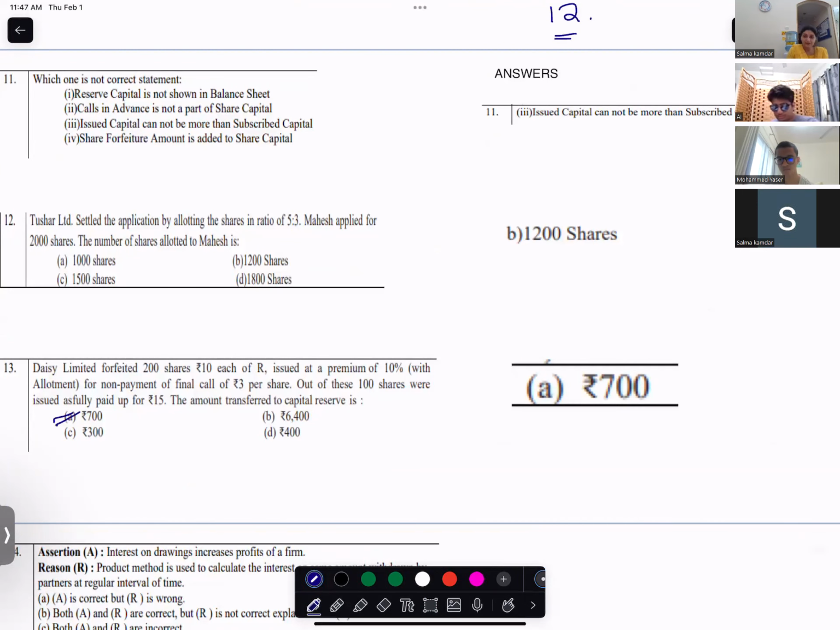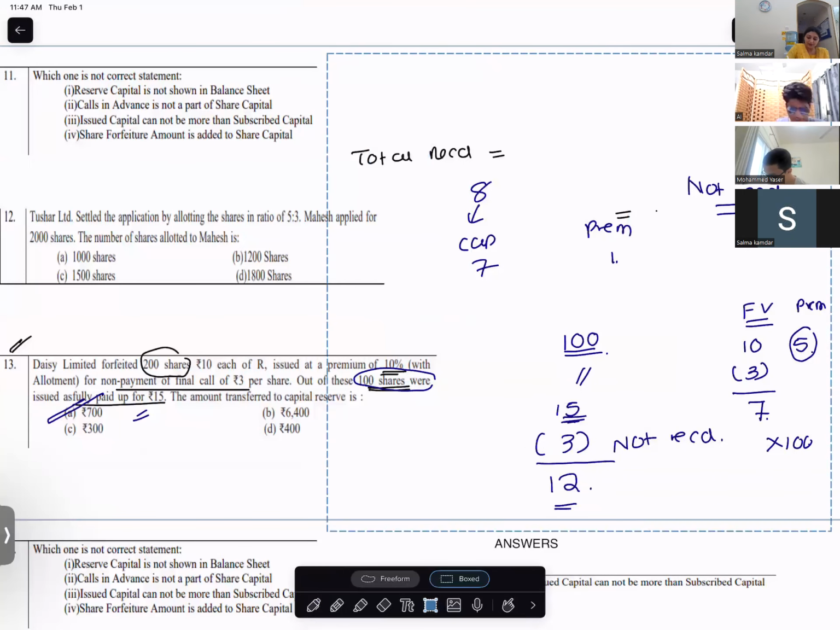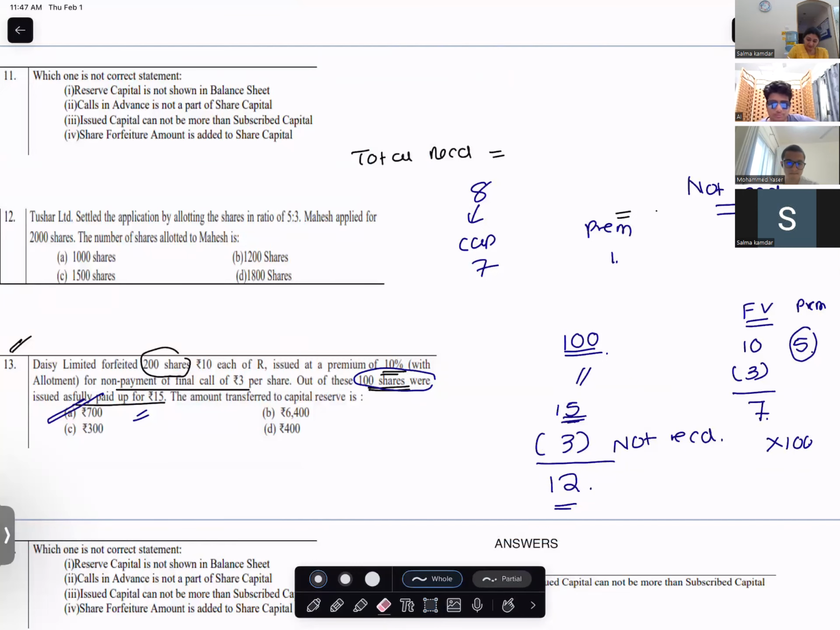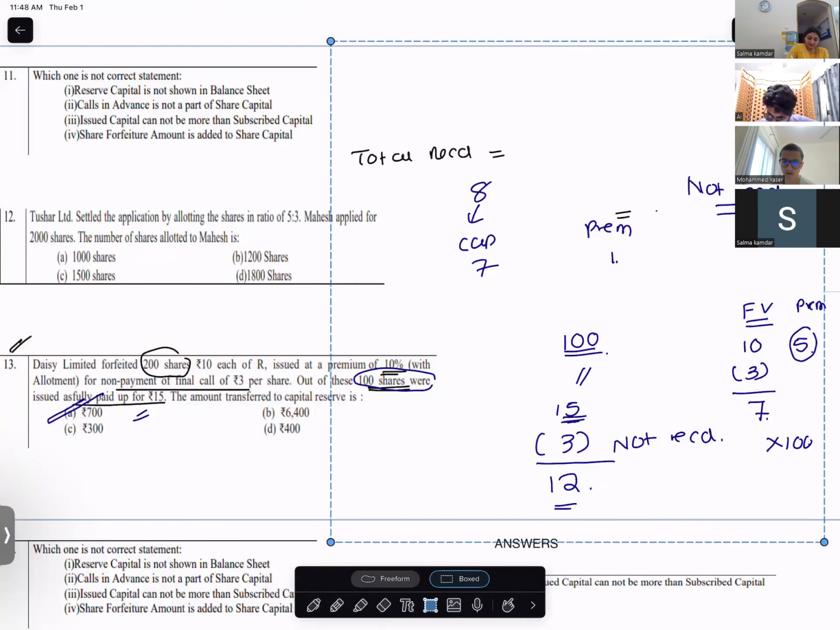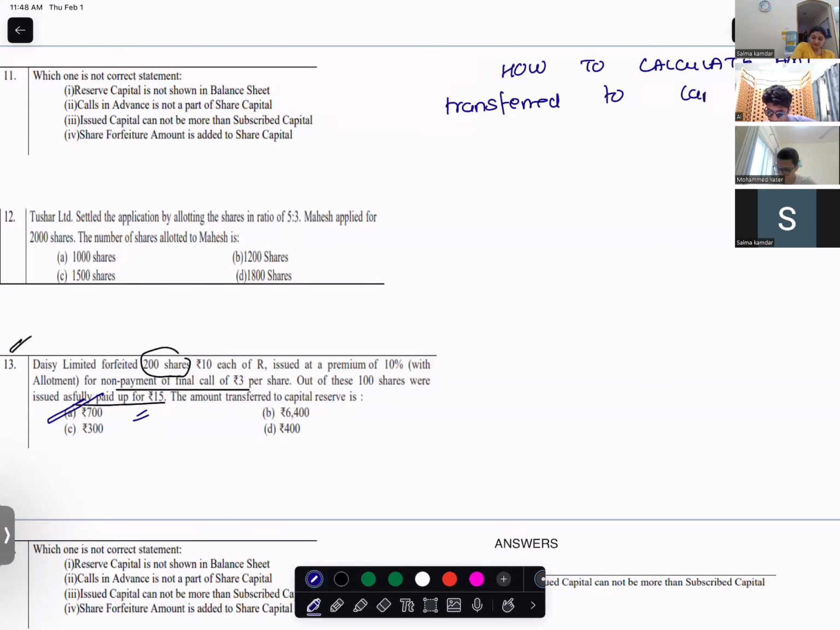Now can you give me a format and write in your notes also: amount transferred to capital reserve. But how do you calculate the amount transferred to capital reserve? To calculate it, first you have to check the non-payment on forfeiture. How to calculate amount transferred to capital reserve on forfeiture.